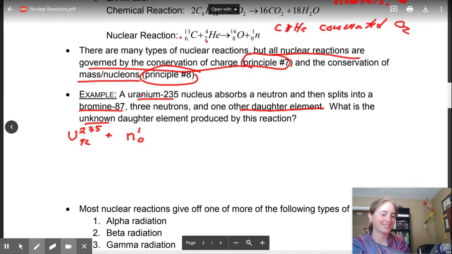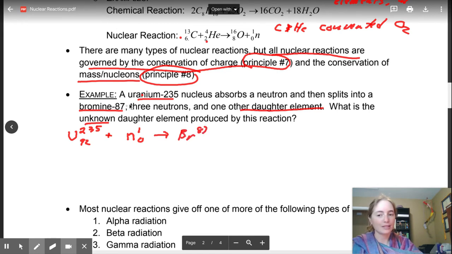Sounds good? All right. So when we throw a neutron at this nucleus, it's going to break into elements. And this reaction releases a mountain of energy. It is this general reaction that is used in nuclear reactors and has been used in some of the atomic weapons as well. So, ladies and gentlemen, bromine-87.